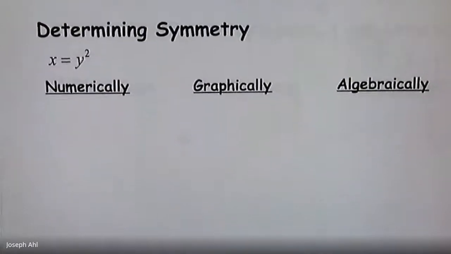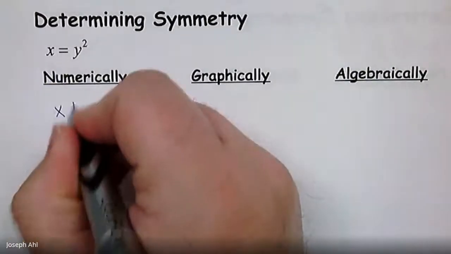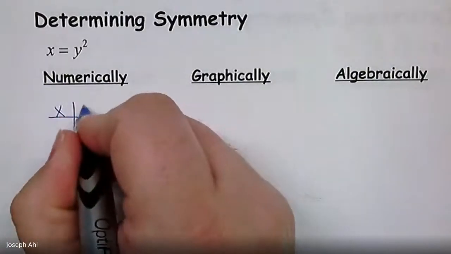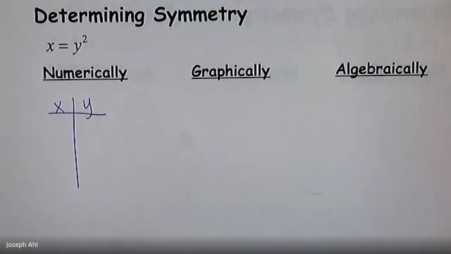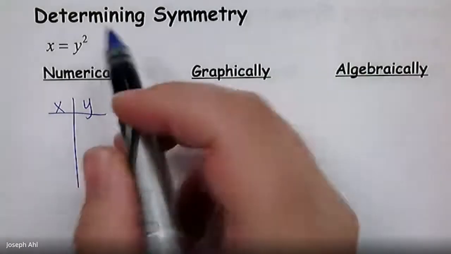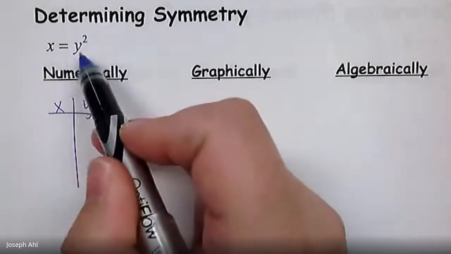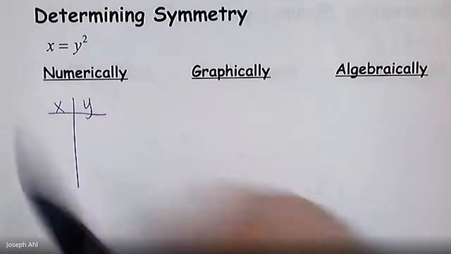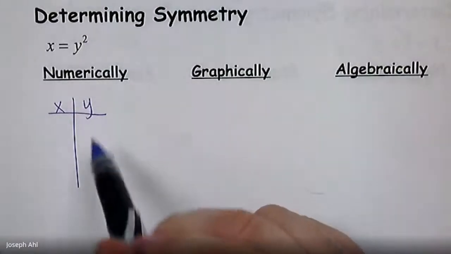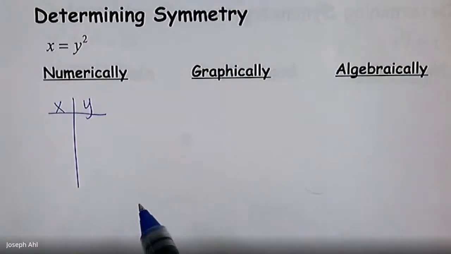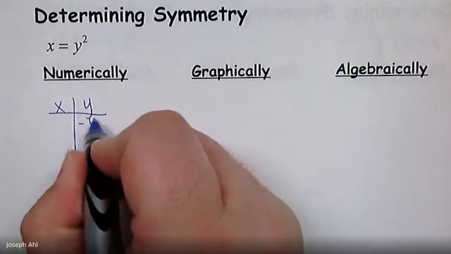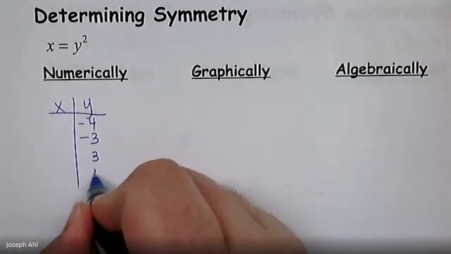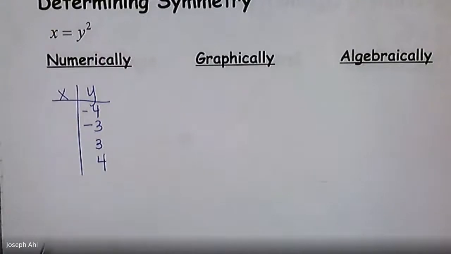All right, so let's talk about numerically first. For this one, this is going to be a little bit odd, but I'm going to have us pick some y values that when I square them will give me the x value. We're going to kind of work backwards in the table. We're not really used to that, but I think it will help us with our case. Let's do like -4, -3, and then +3 and +4.